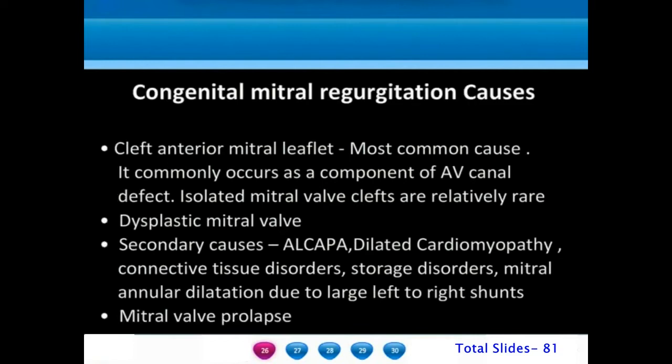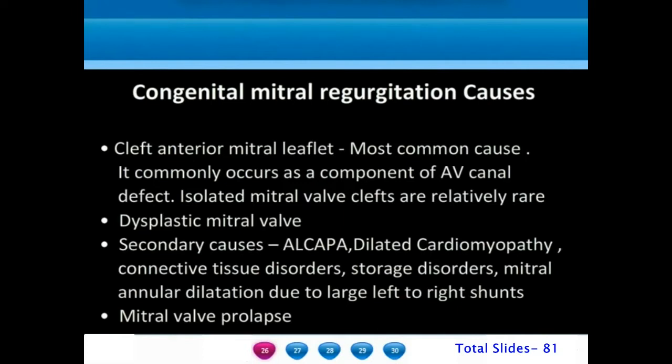We will move on to various reasons for congenital mitral valve regurgitation. One of the most common causes of congenital mitral regurgitation is cleft of the anterior mitral leaflet, very often a component of atrioventricular septal defects. However, isolated mitral valve clefts are also reported and they can lead to mitral regurgitation.